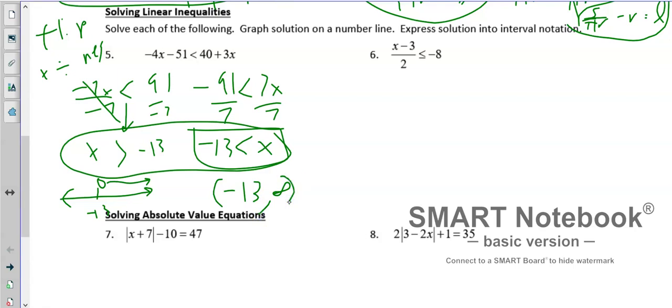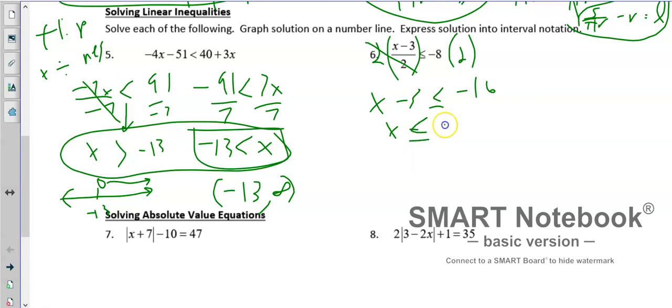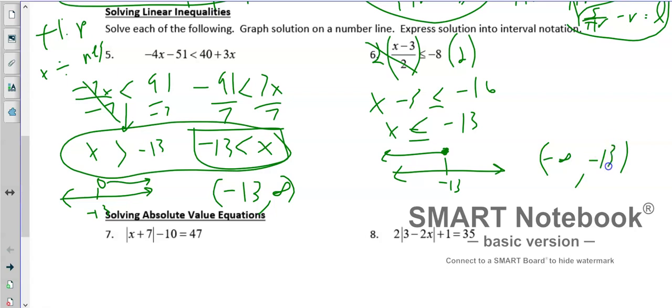All right? Number 6, we're going to start off by multiplying both sides by 2. All right? And that's going to give me x minus 3 is less than or equal to negative 16. Add 3 to both sides. That's going to give me negative 13. And I'm done. Graph it. Put my negative 13 again. It's less than or equal, so it's a closed dot, and it is going this direction. So when I do my interval notation, I'm going towards negative infinity, so that's on the left side, and the negative 13 goes here.